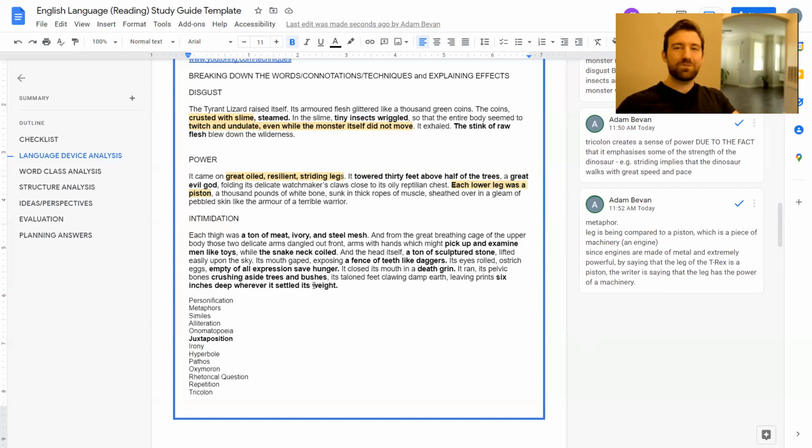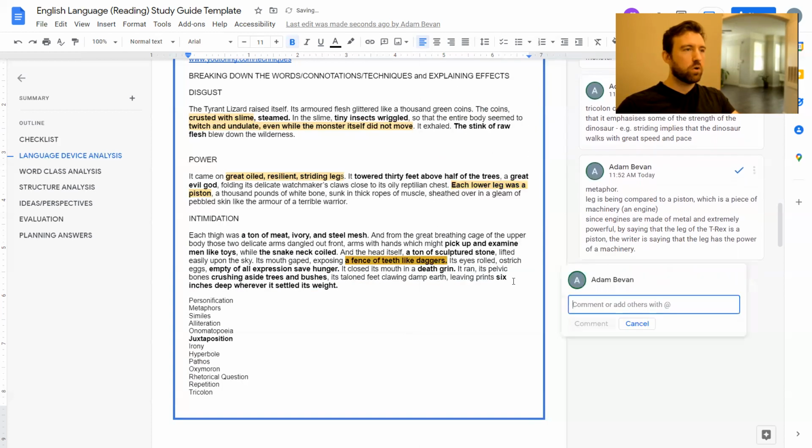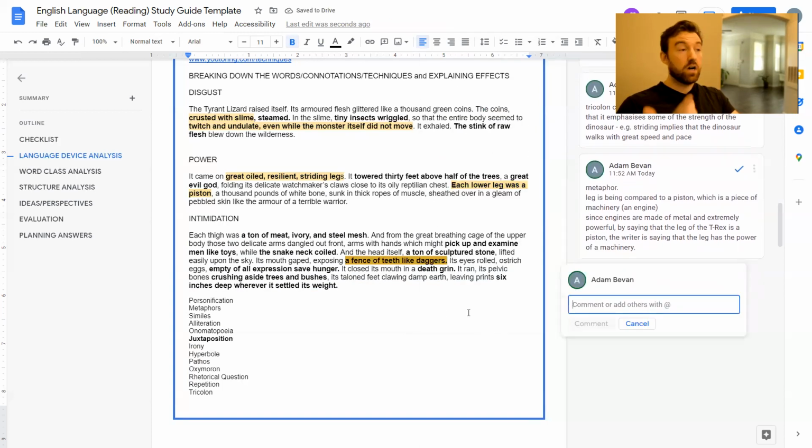Ironically, this is the one I have the most for, but let's just do again 1 or 2 for intimidation. You'll see that pattern again that I've already gone through with you with power and disgust. So if any of you want me to look at a specific one here, feel free to comment as well. But let's start with a fence of teeth like daggers. And then feel free to challenge me. Like I said, if any of you that are watching want to comment and just be like, do this one, I'll do that as well.